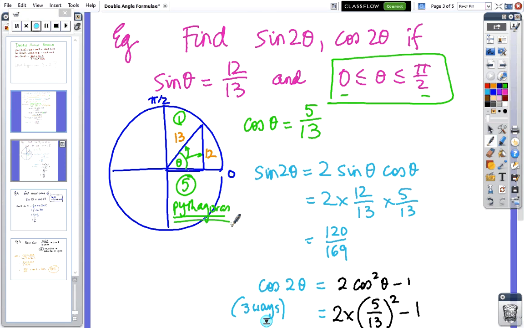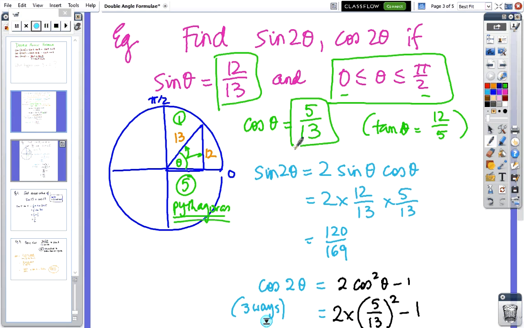So in the end, cos theta is 5 over 13. And not that you need to know it, but if you did need to know it, tan theta is opposite over adjacent, so it's 12 over 5, but you don't need it for this question. So sine 2 theta equals 2 sine theta cos theta, and you've got sine theta and you've got cos theta, so you just plug it into the formula and get a fraction answer.